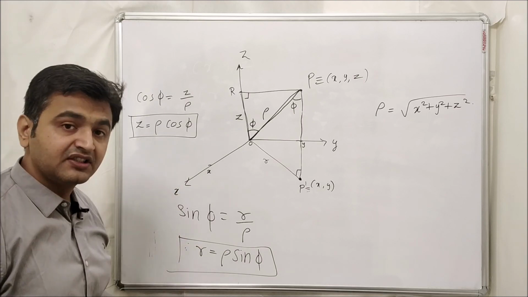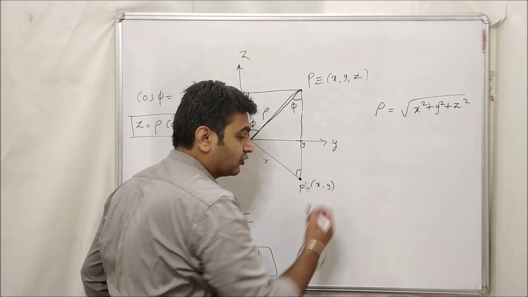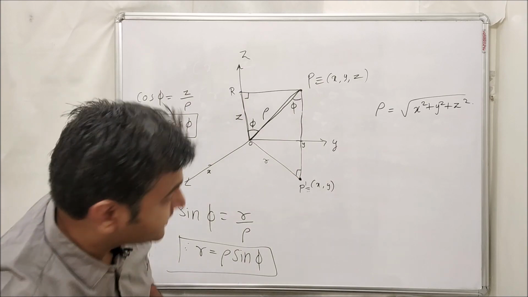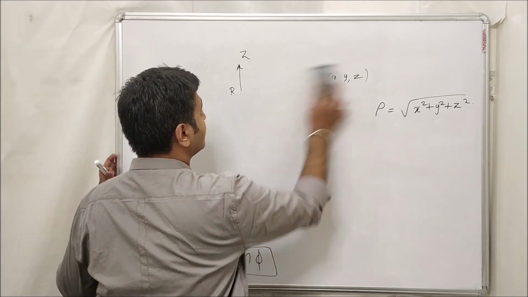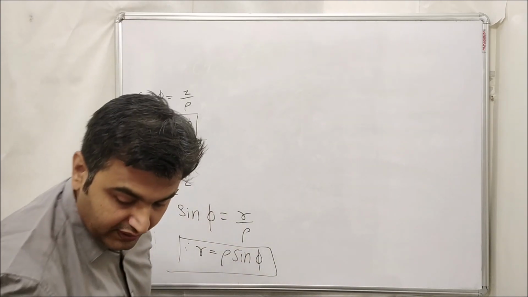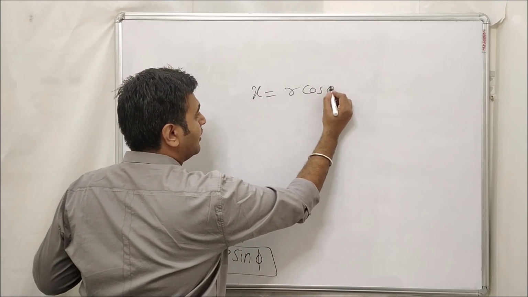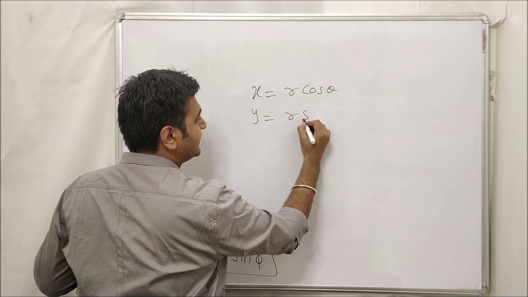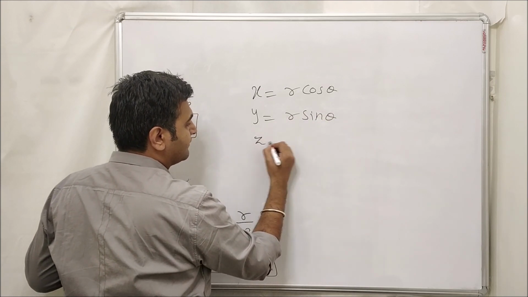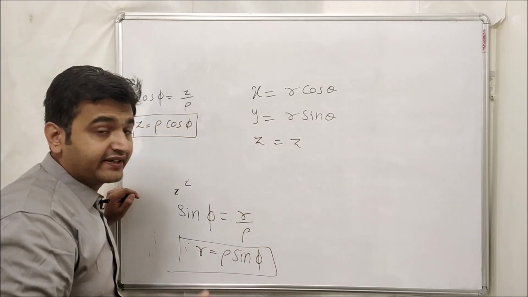And now if you remember these two things, now recall your cylindrical coordinate system. So what was the cylindrical coordinate system? Your X was nothing but R cos theta, your Y was R sin theta, and your Z was Z, right? This you had in cylindrical.